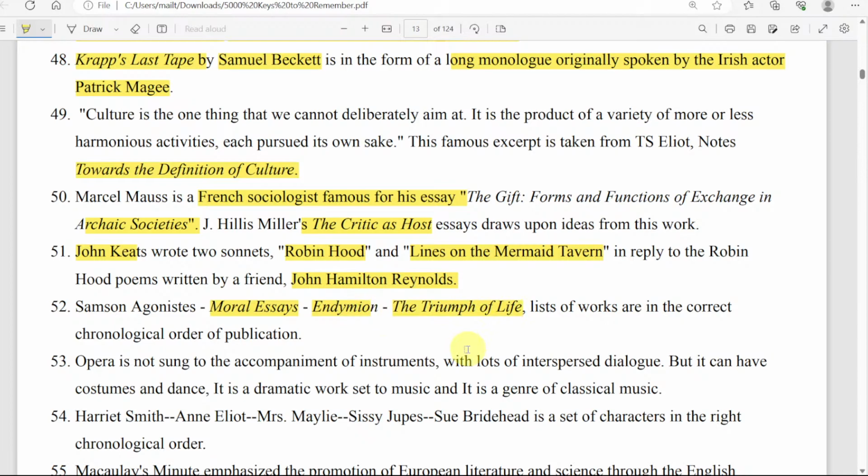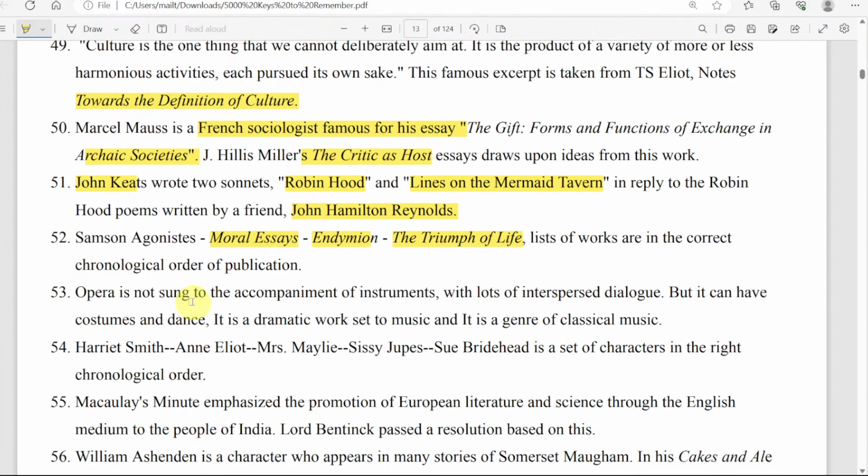Anyway, opera is not only sung to the accompaniment of instruments with lots of interspersed dialogue, but it can have costumes, dance. So in simple terms, it is not completely a song, but it is opera which uses what? Costume, dance, and it is a dramatic work set to music, and it is a genre of classical music.